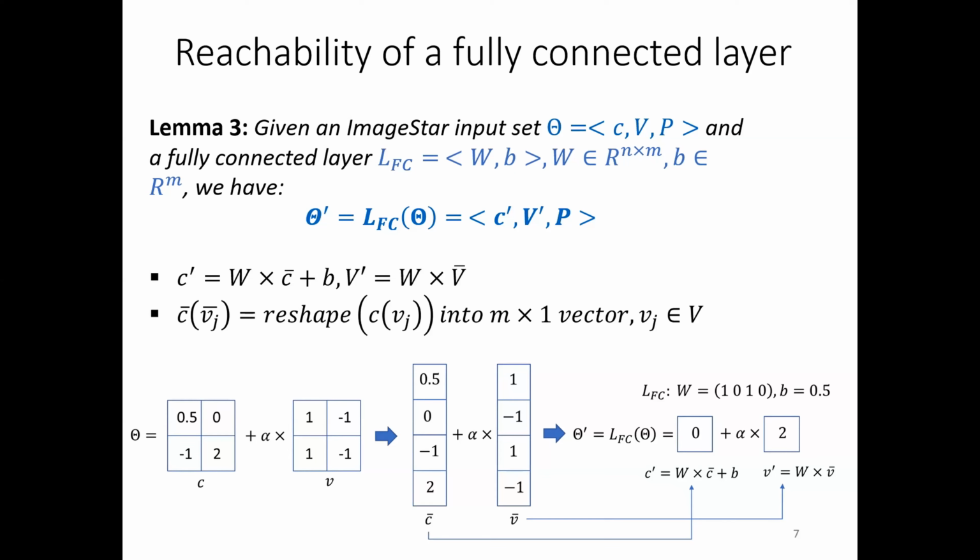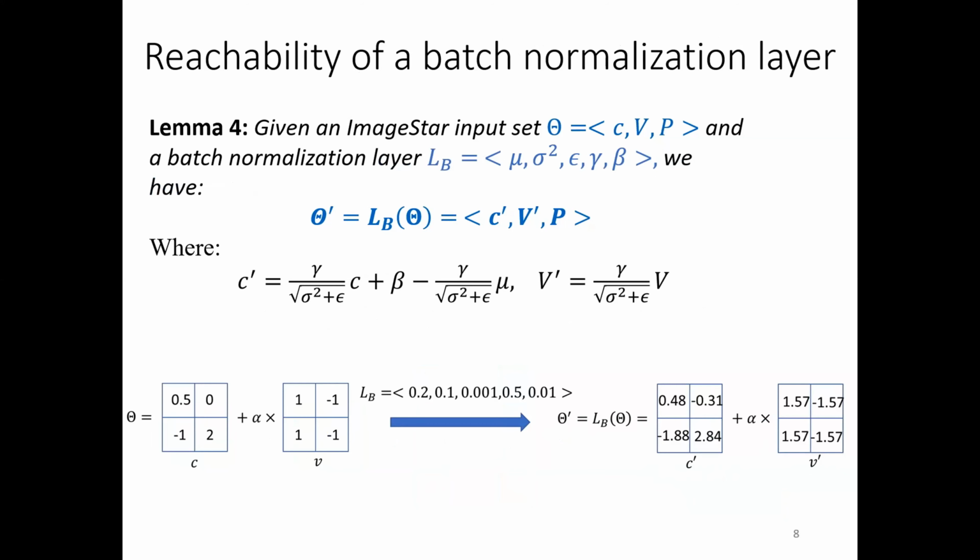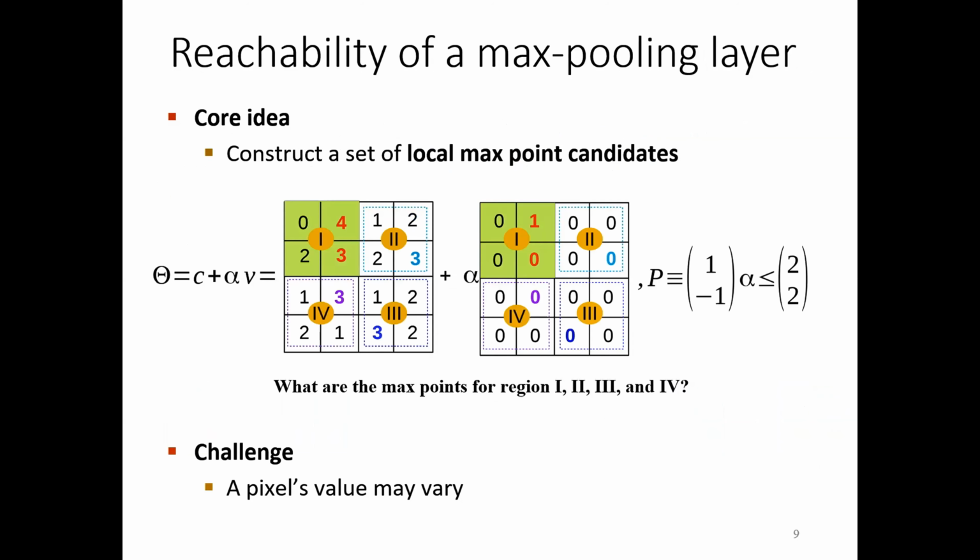In this case, the predicates of the output set and the input set are also the same. Like fully connected layers, the output set of a batch normalization layer is also an affine mapping of the image star input set. The center and the basis images of the output set can be computed very quickly by just scaling the center and the basis images of the input set. Now I'm going to show you how to compute the output set of max pooling layers exactly and approximately.